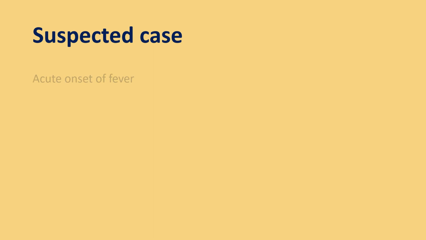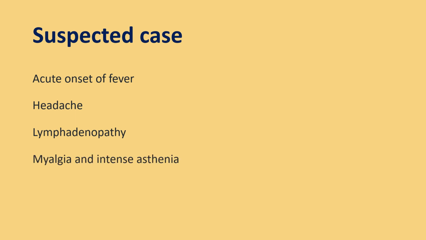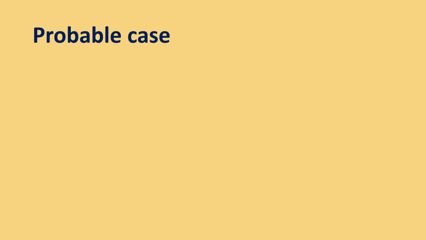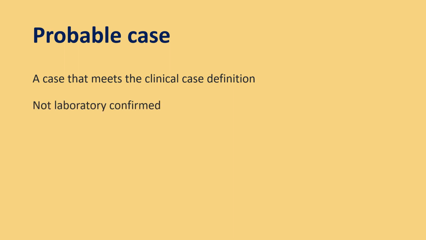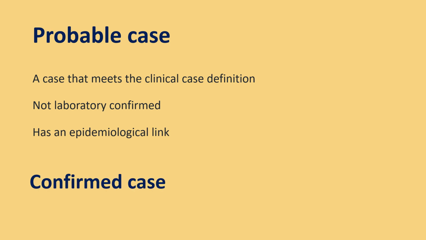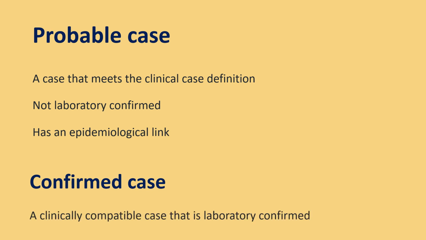A suspected case is defined by acute onset of fever, headache, lymphadenopathy, myalgia and intense asthenia, and a progressively developing rash, which usually appears 1 to 3 days following the fever. A probable case is one that meets the clinical case definition, but is yet to be lab confirmed and has a strong epidemiological link to a confirmed case. Confirmed cases are those patients who are clinically compatible and laboratory confirmed.